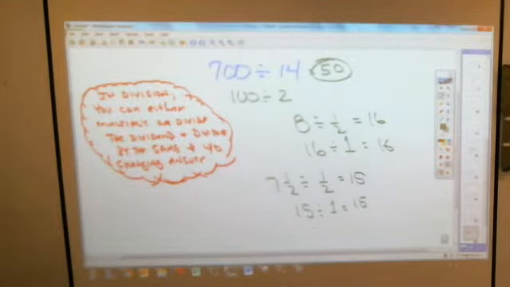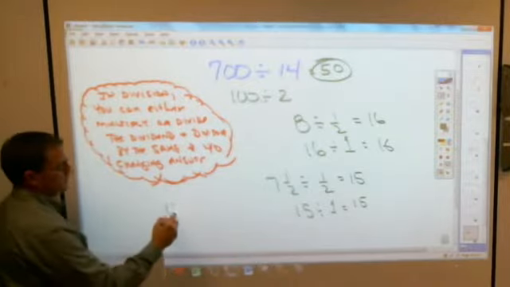Is there another one they give us here? Here's one. They have 1200 divided by 16.